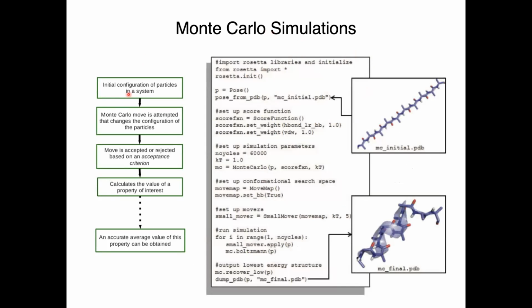The way it works is that you start from some initial configuration of your system, and then you attempt to make some change. So you change the position of an atom, for example, right? And then you decide whether or not you're going to accept or reject that move. That decision is based on an acceptance criterion, and essentially what you're doing is calculating the energies before and after the move. If the energy decreases, then you accept the move. If it increases, you reject most of them, but you accept a small probability of those, right?